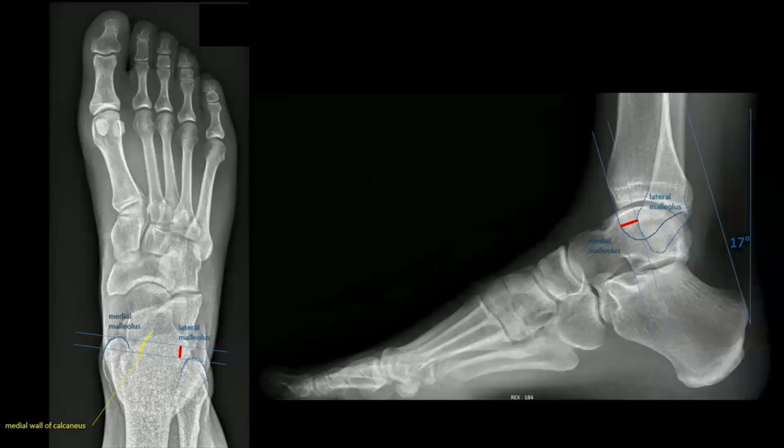A rotational malalignment of the foot during the acquisition of the lateral radiograph results in a discrepancy of the anterior border of the medial malleolus to the line drawn through the anterior border of the lateral malleolus. This discrepancy should be accounted for when drawing the slope of the line touching the anterior border of the lateral malleolus on the dorsoplantar radiograph.